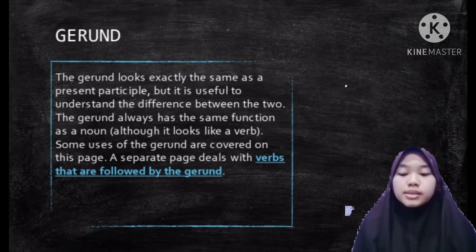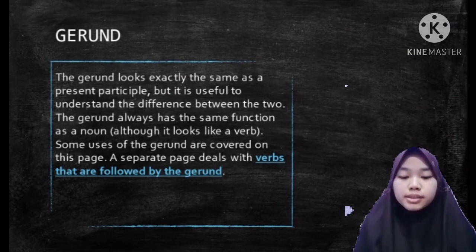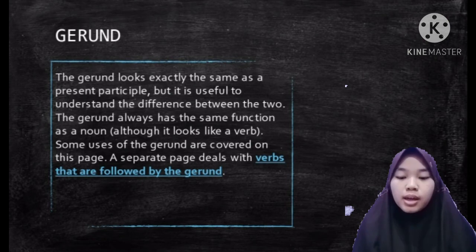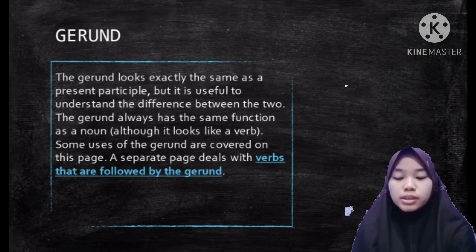Gerund. The gerund looks exactly the same as a present participle, but it is useful to understand the difference between the two. The gerund always has the same function as a noun, although it looks like a verb. Some uses of the gerund are covered on this page. A separate page deals with verbs that are followed by the gerund.